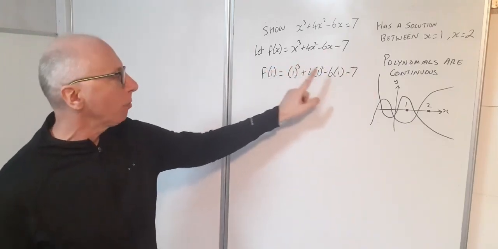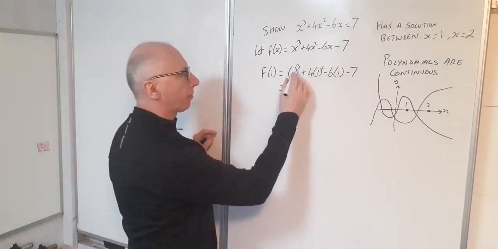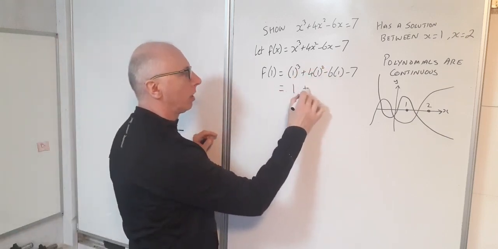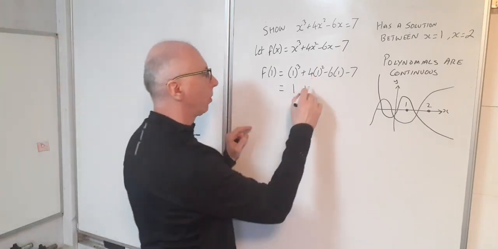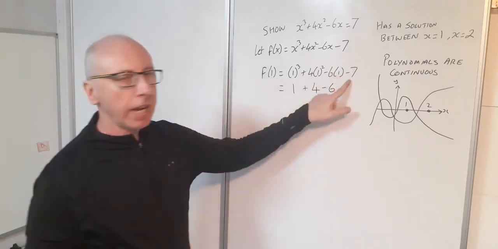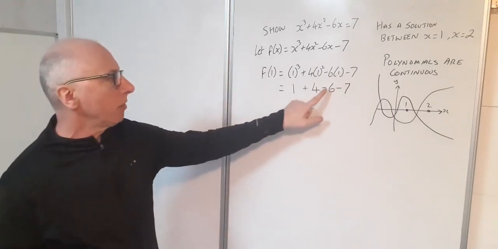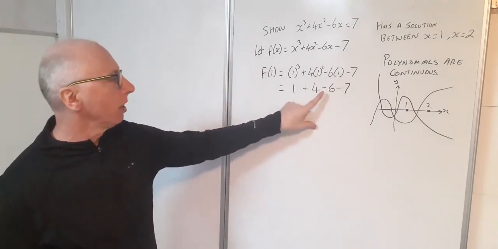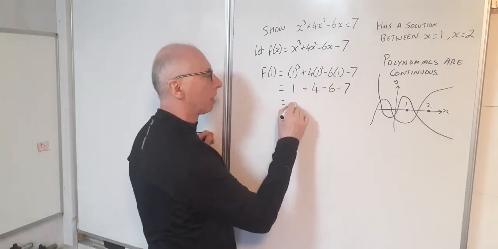But be careful to put it in brackets with these indices. So then what do I get? 1 cubed is 1. 4 times 1 squared. 1 squared is 1 times 4 is just 4. 6 ones are 6, subtract that off, and minus 7 again. So that's going to give me minus 7 minus 6 is minus 13, plus 4 and plus 1 is going to give me minus 8.